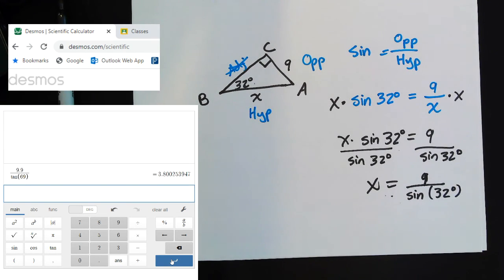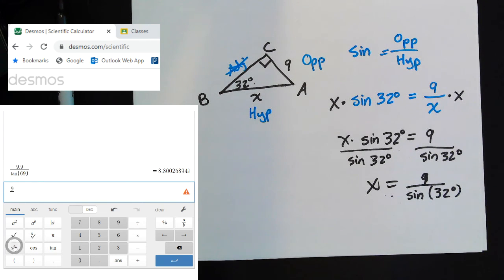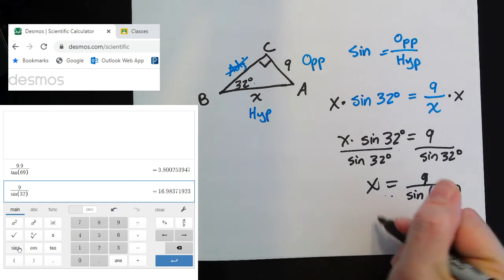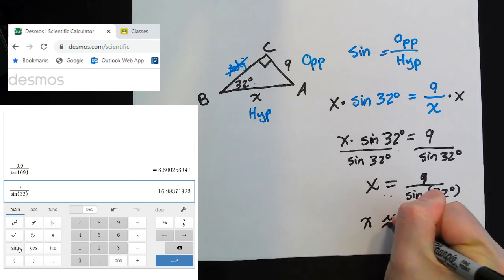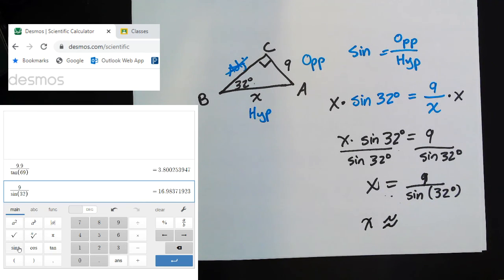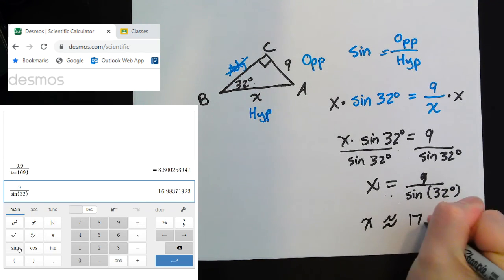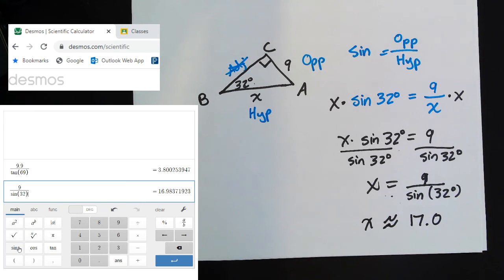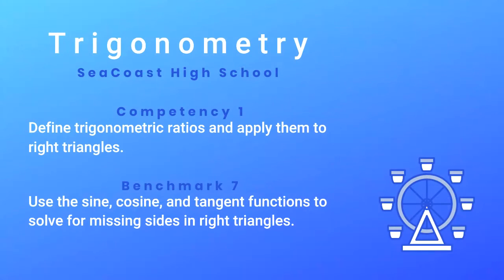Go to the calculator. 9 divided by the sine, this time, of 32 degrees gives us, x is approximately, because we're rounding off, 17.0 to 1 decimal place. So those are some examples that match up with our 7th benchmark, using the sine, the cosine, and the tangent functions to solve for a missing side in a right triangle.